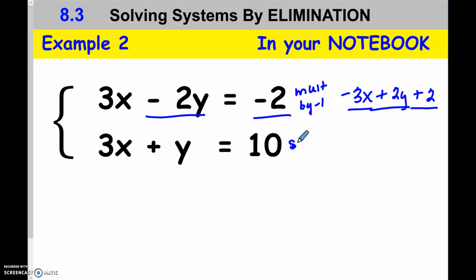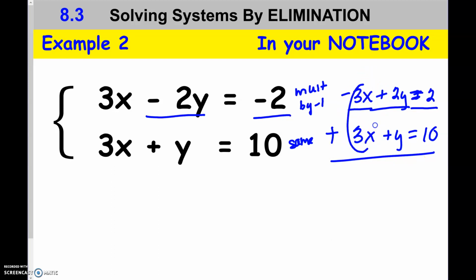And then I'm going to keep this one exactly the same. I'm not going to change a thing about it. So 3x plus y equals 10. Oops, I forgot my equal sign here. Now I'm going to do what I did in the last one and just add them together. So minus 3x plus 3x. Oh, now look, these x's are going to cancel out. 2y plus 1y is 3y, and 2 plus 10 is 12. So now we can divide by 3, and y is 4.